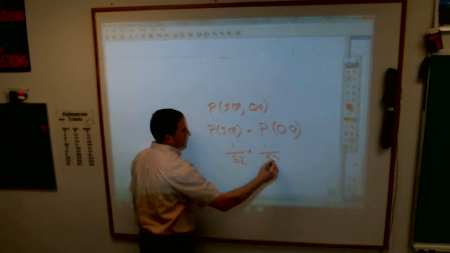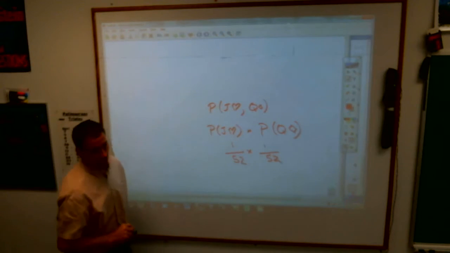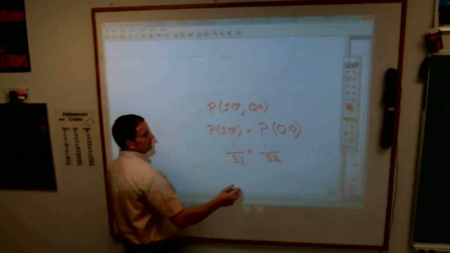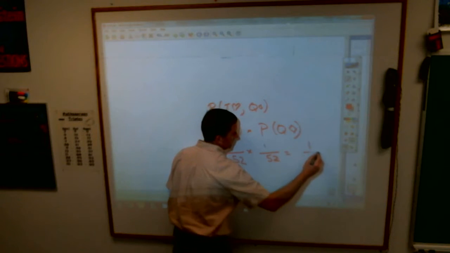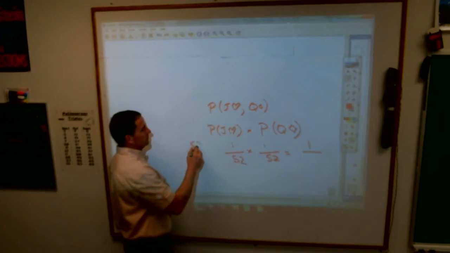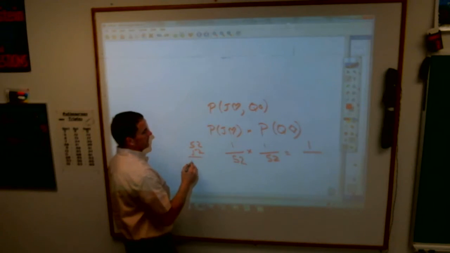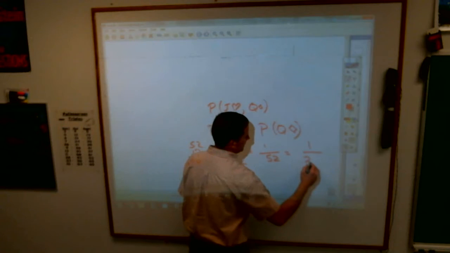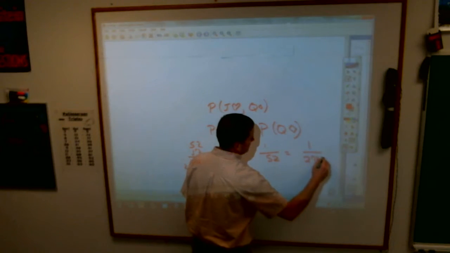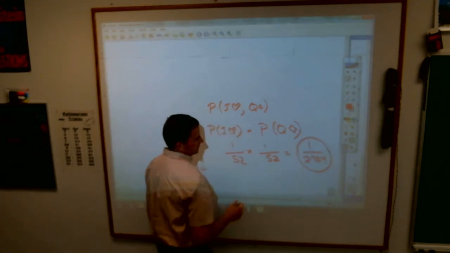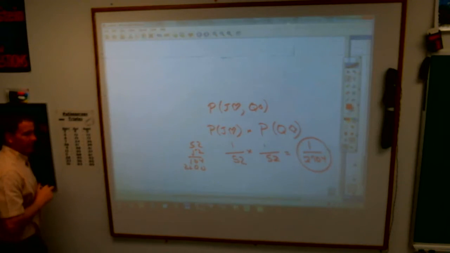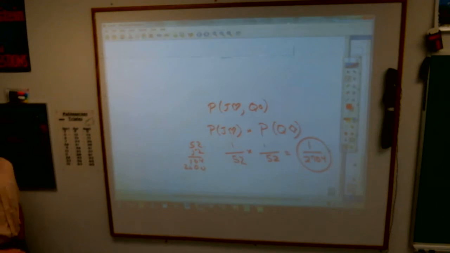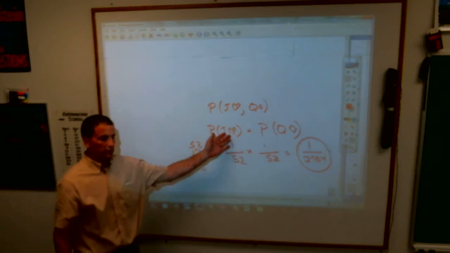1 in 52. The probability of you doing those both back to back would be those probabilities multiplied together. 1 times, I don't know what 52 times 52 is, but it's pretty big. 2,704. 1 in 2,704 times. It's not going to happen very often. It's only going to happen once in a great while.